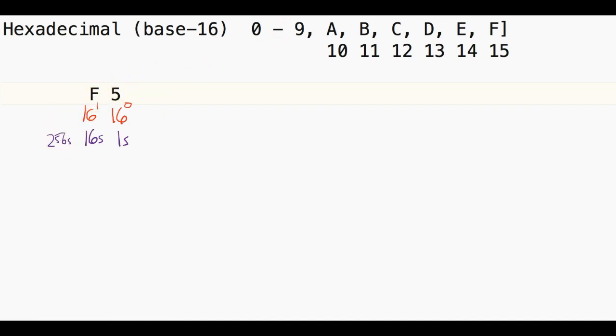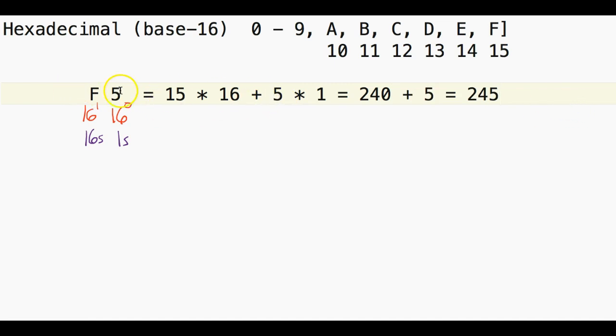So let's talk about converting this. So what we should do here is say we've got F 16s. Well, how many 16s is F? That's 15 16s. So we have 15 16s plus 5 1s. So 15 times 16, that's 225 plus another 15, so that's 240 plus 5. So that gives us 245. So F5 in hexadecimal is 245 in decimal.